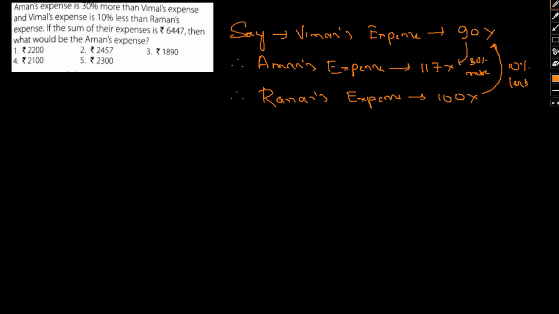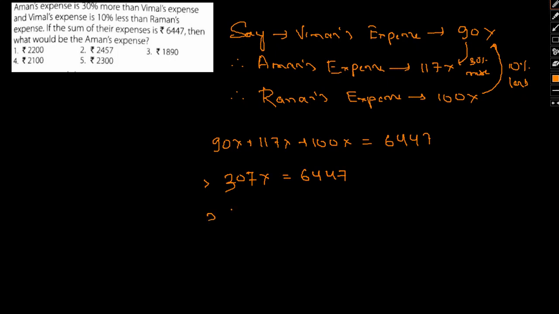So the sum of their expenses is 6447. So 90x plus 117x plus 100x is given by 6447. This simply comes out to be 307x equal to 6447. Now if we calculate, x comes out to be 21.